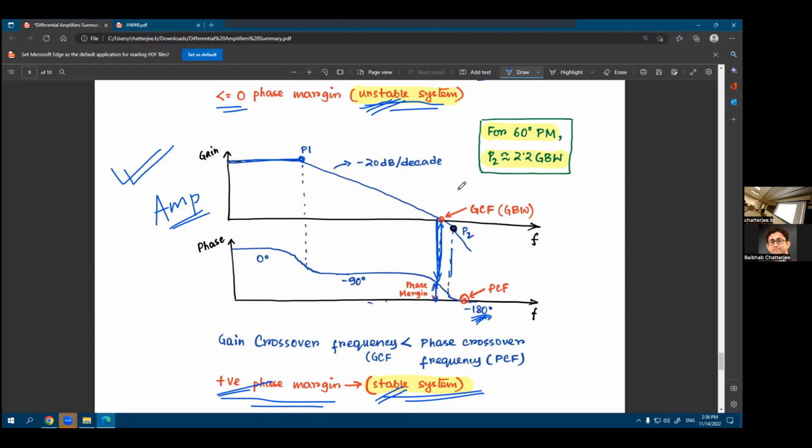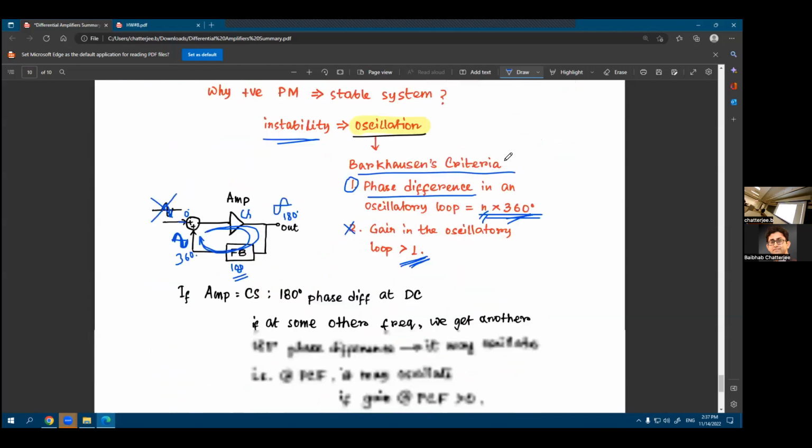Now you can prove this from mathematics, but I'm not going to prove it. This is E-circuits 2. If you want a 60-degree phase margin, that is, at the gain crossover frequency your phase is, let's say, minus 120 degrees instead of minus 180 degrees, then your P2, the location of the second pole, has to be 2.2 times away from the gain bandwidth product, or the gain crossover frequency. Remember, gain crossover frequency is your gain bandwidth product. Okay. So that's something that we have established.